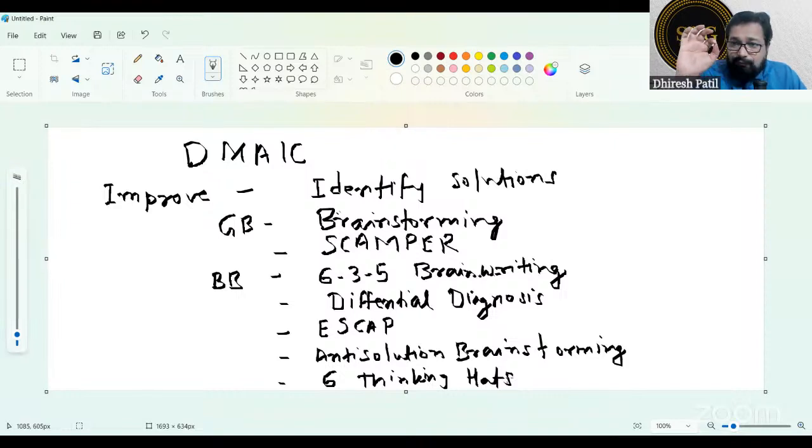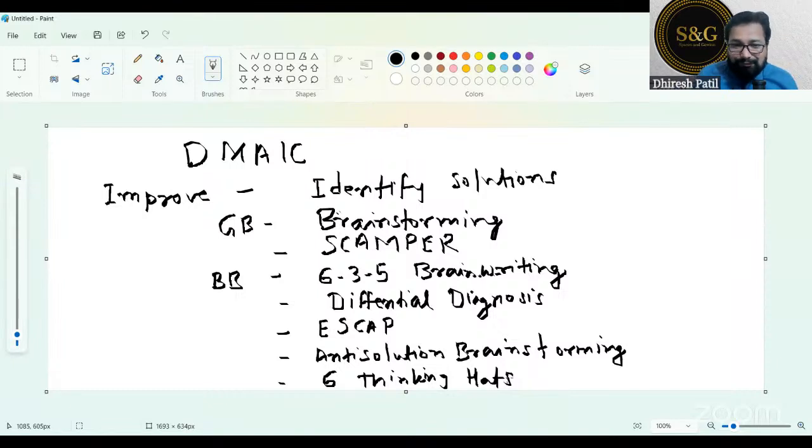And why root causes? Because if you find a solution on the primary cause, the impact will be temporary. If you find a solution on the root cause, the impact will be long term. Green, blue, yellow, black and red, all different kinds of hats. Mind map also we can use. What I mean to say is there are various techniques to generate ideas and solutions. Are you clear?